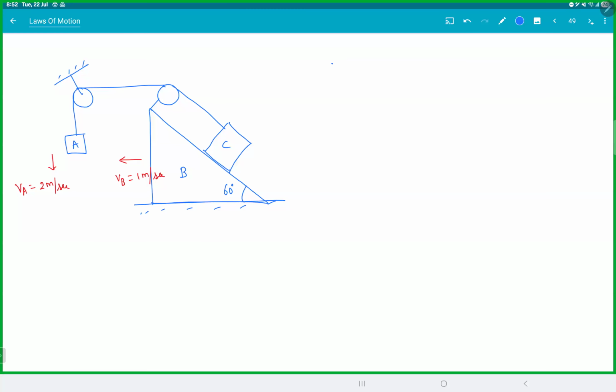So first, assume only A moves. Then find VC. Then assume B moves, then find VC. So basically we are seeing if A moves, what happens to C, and if B moves, what happens to C. Because A and B are independent of each other. A's velocity is fixed, B's velocity is fixed. A doesn't care about B, B doesn't care about A. And then take the resultant of both.